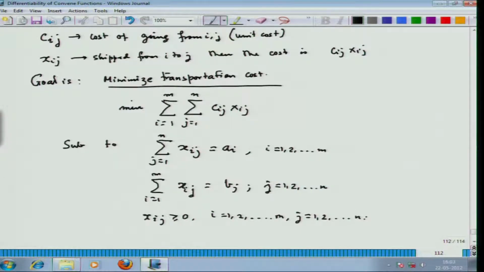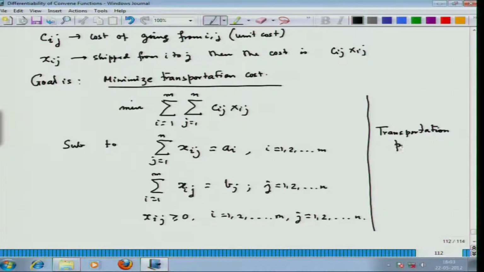What you get is a linear programming problem. This is called the transportation problem. So, you see how a very important real life problem has been mathematically modeled as a linear programming problem. Isn't this beautiful? It shows the power that is inherent in this whole subject.